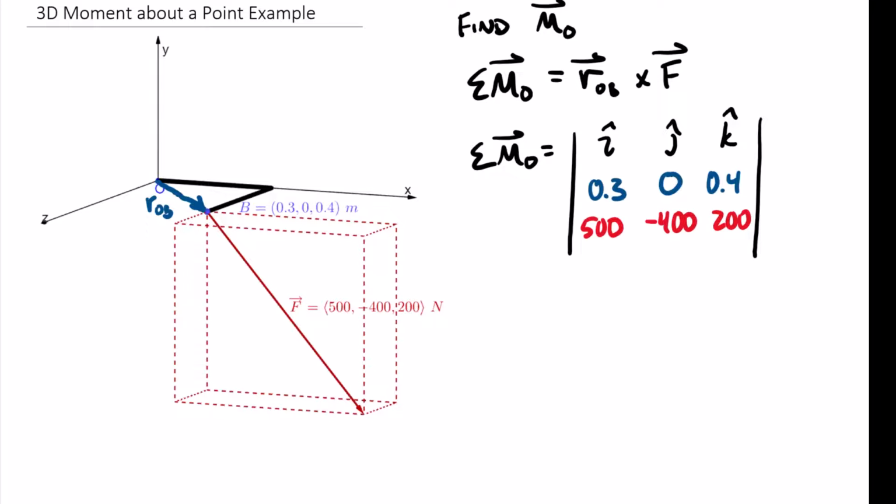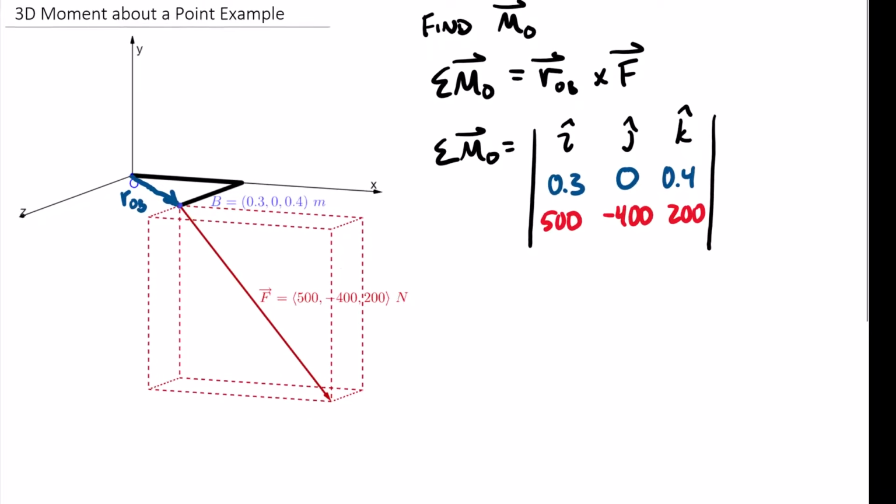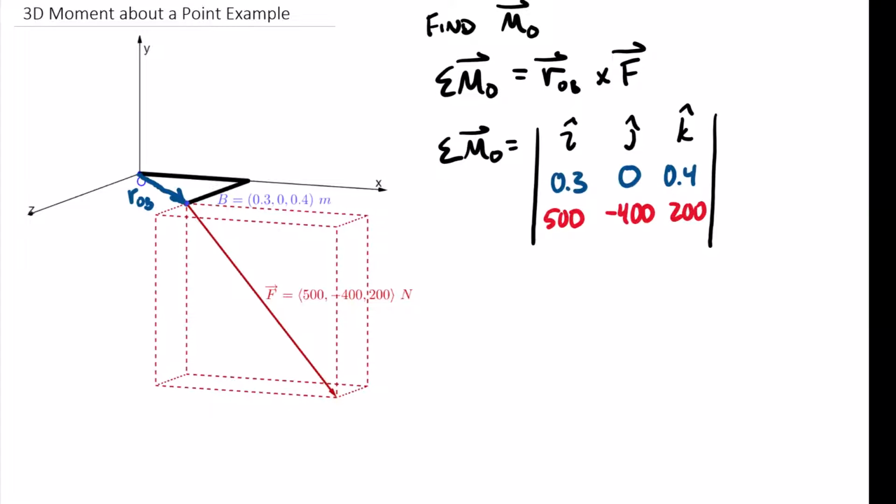Now, I know there's multiple ways that you can do cross products. I like to do the augmented matrix and then do diagonals. I think it's really explicit on exactly why these work for cross products. So I'm going to recopy the first two columns, 0.3 and 0 and 500 and negative 400. Again, just recopying these two columns right here. Then we start looking at diagonals. For positive diagonals, I have an i hat positive diagonal here, here, and here. We'll go ahead and circle that one. I have a non-zero j hat diagonal with the 0.4 and the 500.